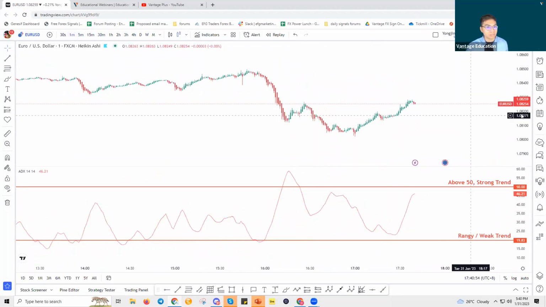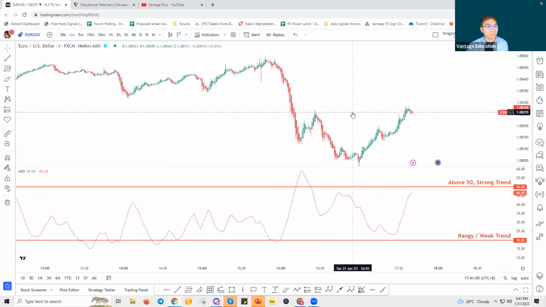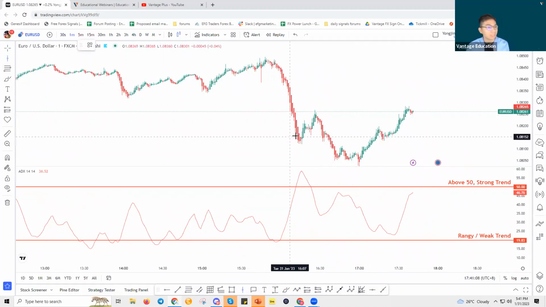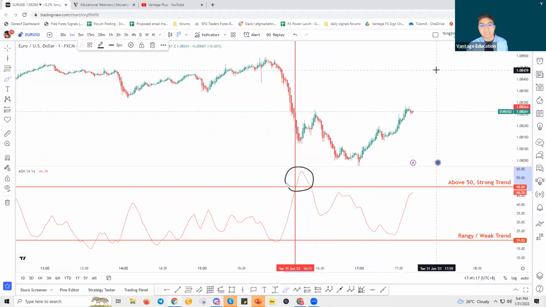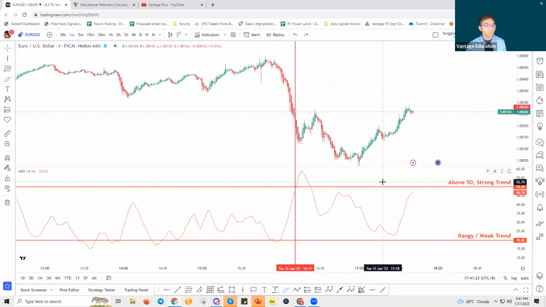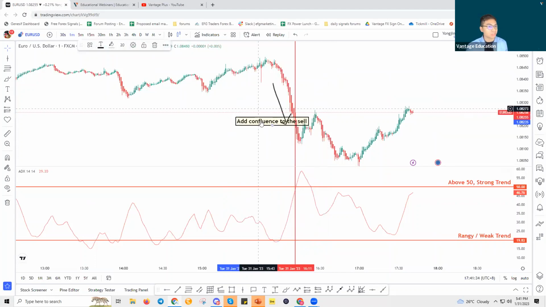So price is currently, so if I'm actually scalping, looking for shorts, let's say right here, using the Heiken Ashi. Let me get the vertical line out. So at this point in time, you notice that price is already above the 50, which is indicating a strong trend. So what actually happens next? Potentially, it helps to add confluence to the sell that you might potentially be looking for.